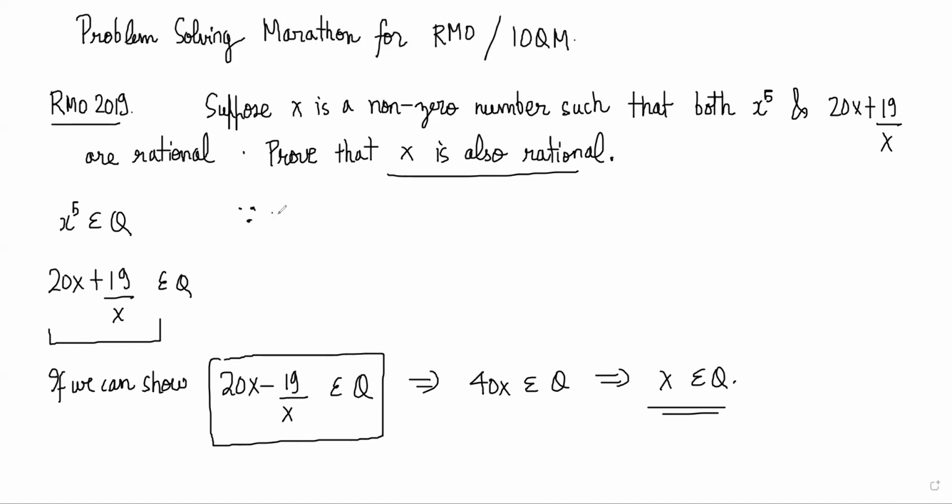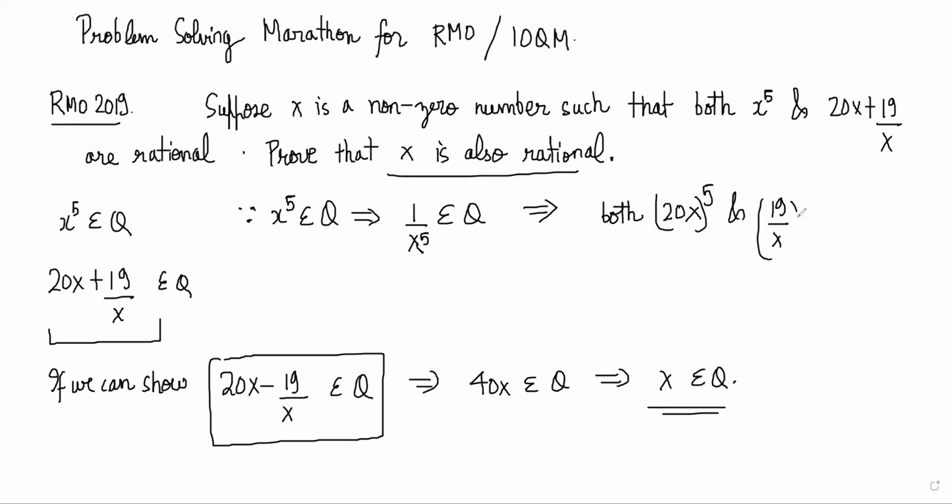Now, since X power 5 belongs to the rational number set, it implies 1 by X power 5 also belongs to Q. And that implies basically both 20X whole power 5 and 19 by X whole power 5 belong to Q. The reason that we are saying all this is because I want to use the identity A plus B whole power 5 or A power 5 plus B power 5, something like that, in order to conclude something about 20X minus 19 by X. So how can I do that?